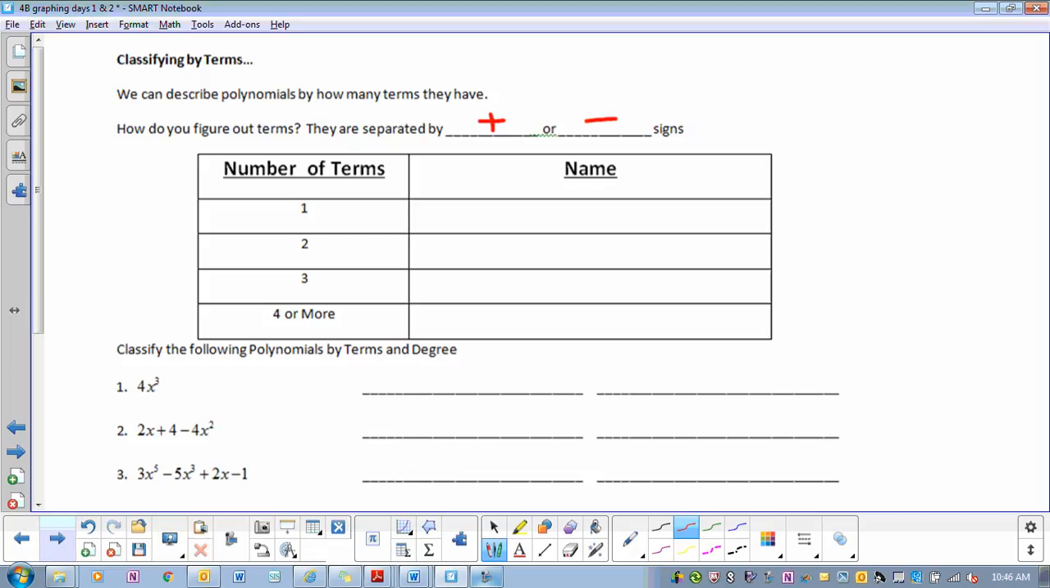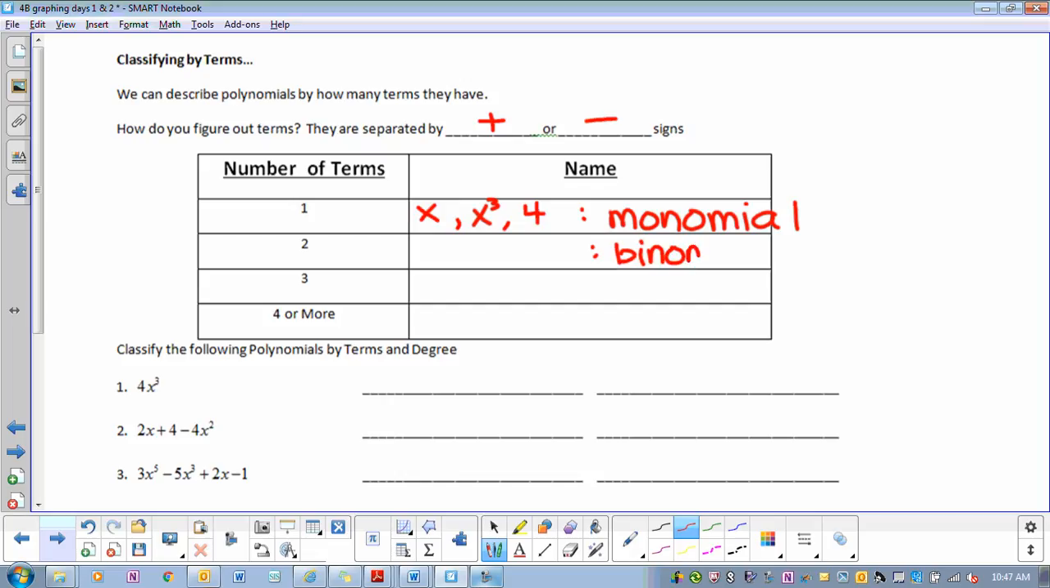All right, so the number of terms. If there's only one term, that means you don't have any positive, plus, minus. It's just x. Or it could be x to the third. Or it could be 4, whatever number, right? 3, 1. So when you have just one of those, this is called a monomial. It's going to be something nomial. Yeah. So if you have 2 terms, Tom's right, it is a binomial.